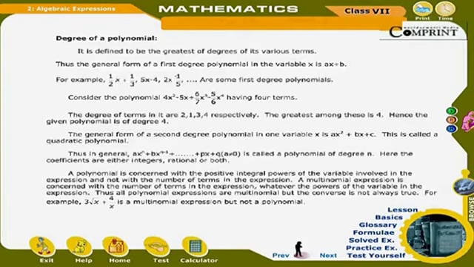The greatest among these is 4. Hence, the given polynomial is of degree 4. The general form of a second degree polynomial in one variable x is ax square plus bx plus c. This is called a quadratic polynomial.